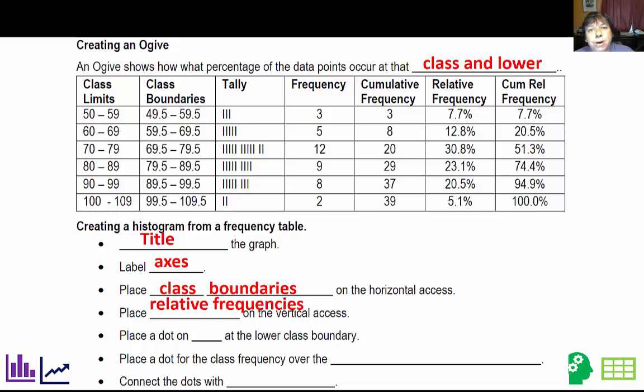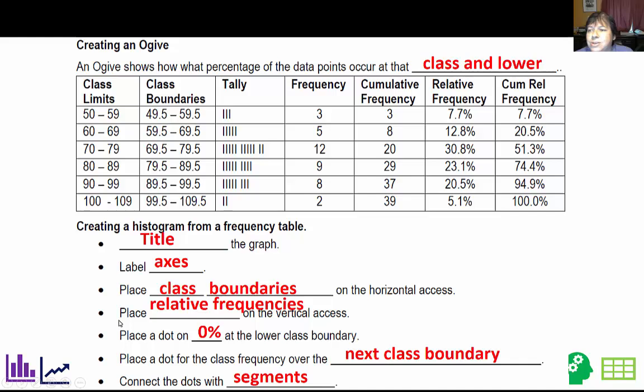And here's the weird part. You're going to place your starting dot at 0%. And then a dot for the class frequency goes over the next boundary. So this 7.7 is going to go over 59.5, and 0 is going to go over 49.5. Finally, you connect the dots with segments.